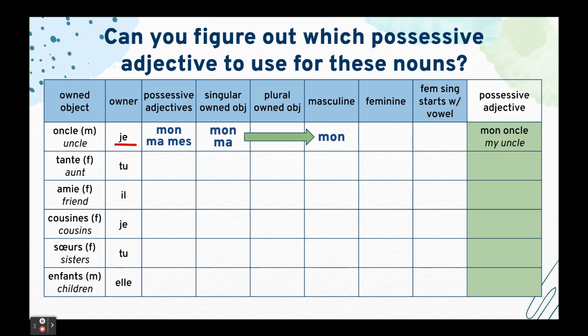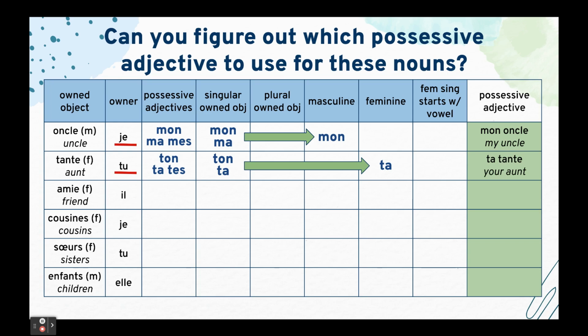Looking at tante, a feminine singular object owned by tu, which is you, informal. The possessive adjectives I can choose from are ton, ta, and tes. Because it's a singular owned object, I can only use ton or ta. It's a feminine object, so I'm going to use ta. And then we end up with ta tante, your aunt.